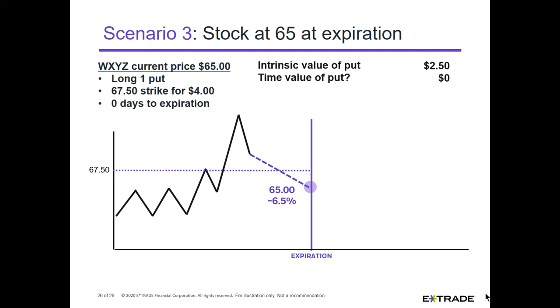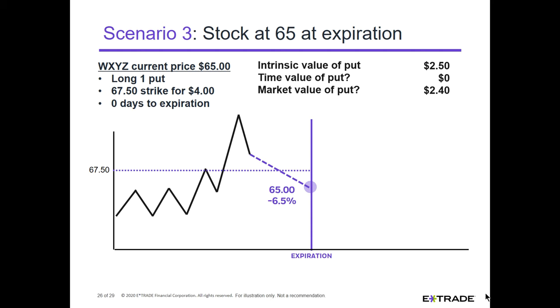But a market maker is a different animal. So in this situation, with a put that has 45 minutes of life left, say, and has $2.50 of intrinsic value, you're probably going to see a bid price of maybe $2.40. And that means you could sell this put at $2.40 and cash out.